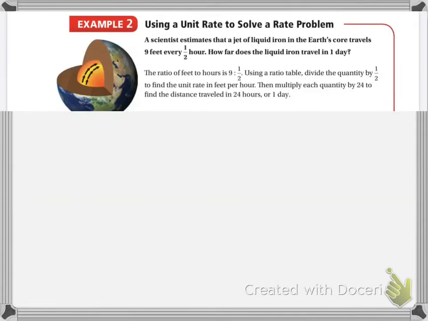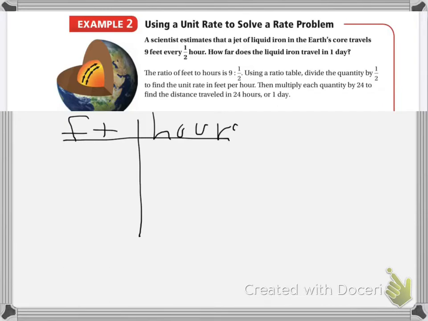All right, our next example, using a unit rate to solve a rate problem. A scientist estimates that a jet of liquid iron in the Earth's core travels 9 feet every half hour. How far does the liquid iron travel in 1 day? So what I'm going to do here is make myself a nice chart. Right here I'm going to have feet, and here I'm going to have hours. What they've given me so far is 9 feet in a half an hour.